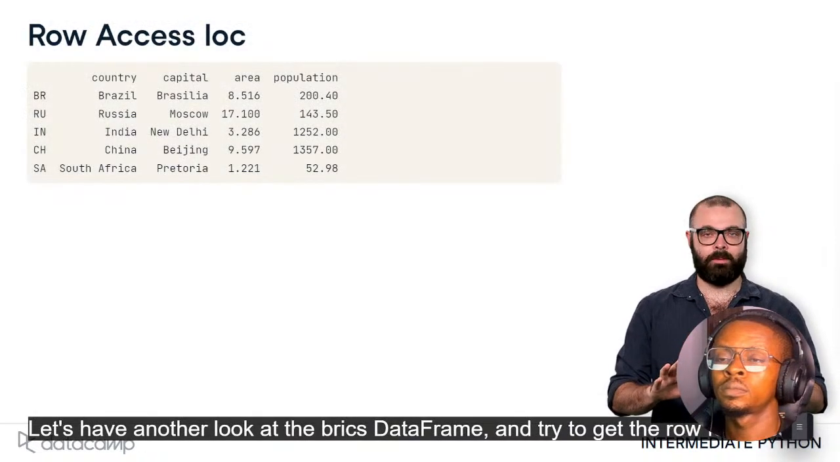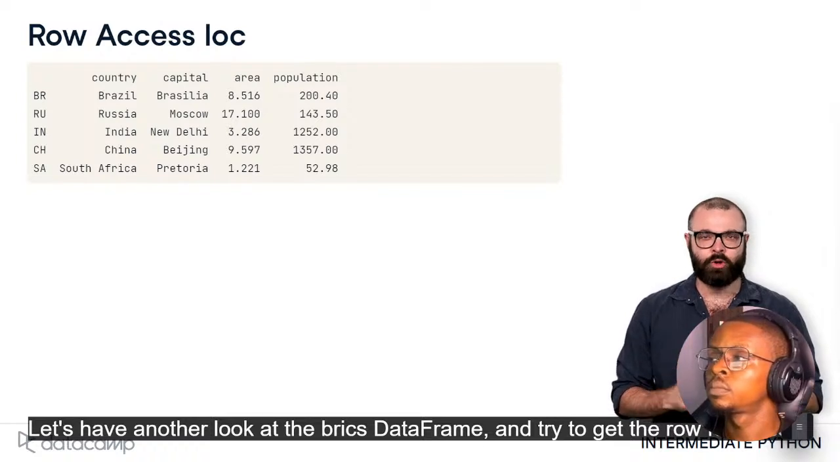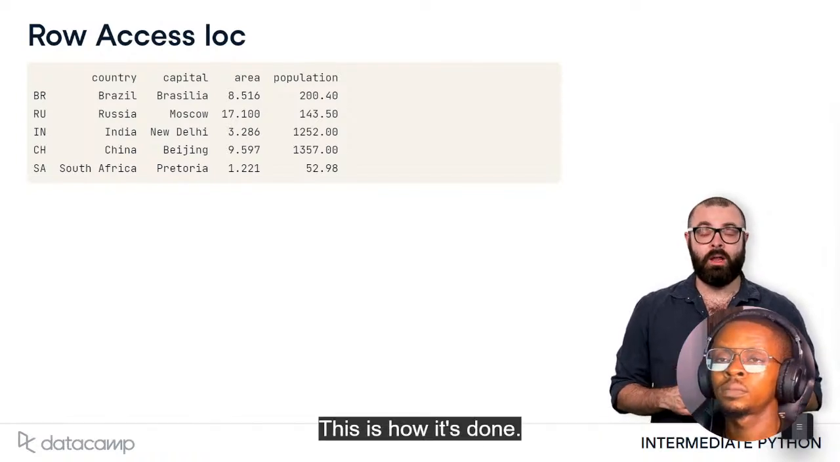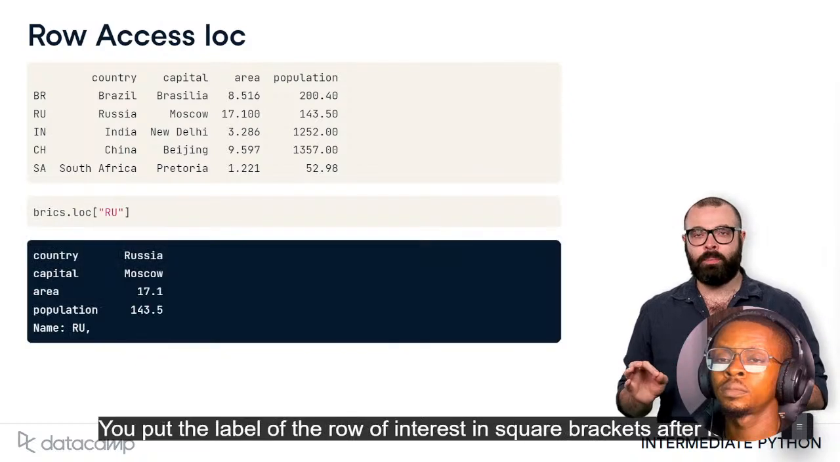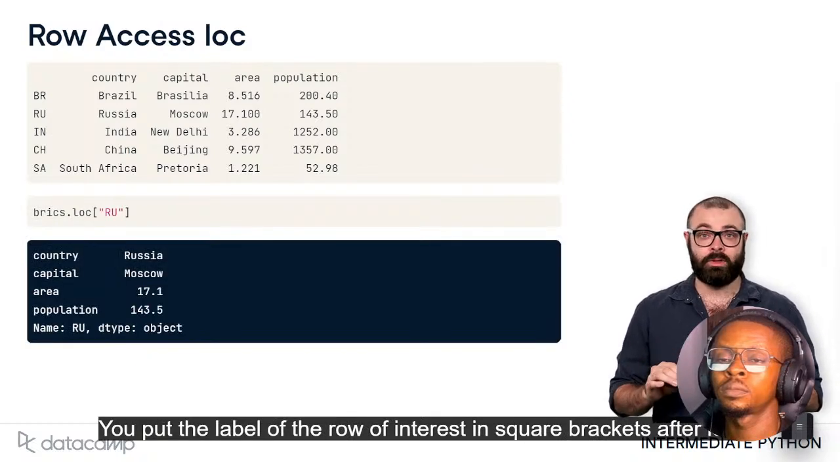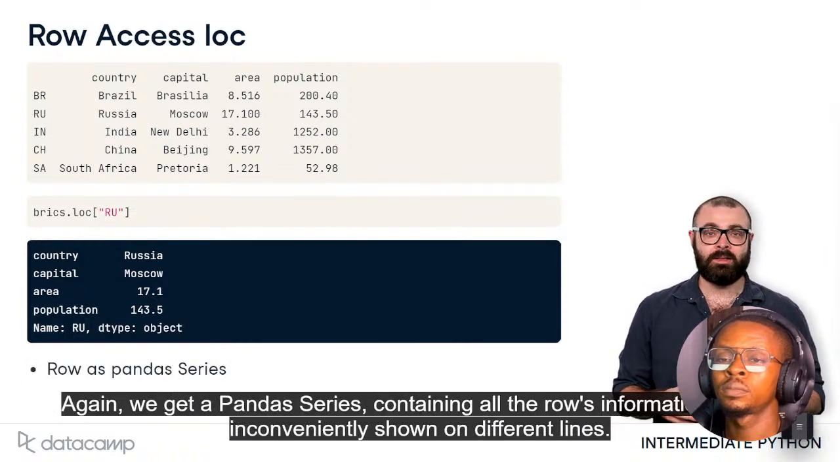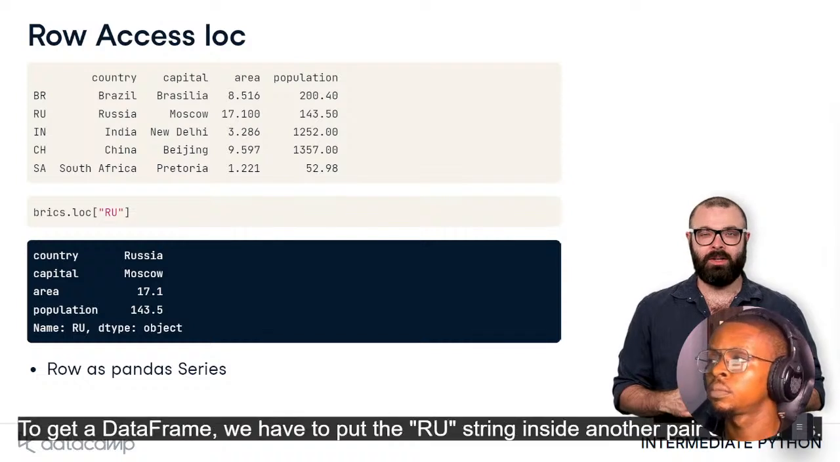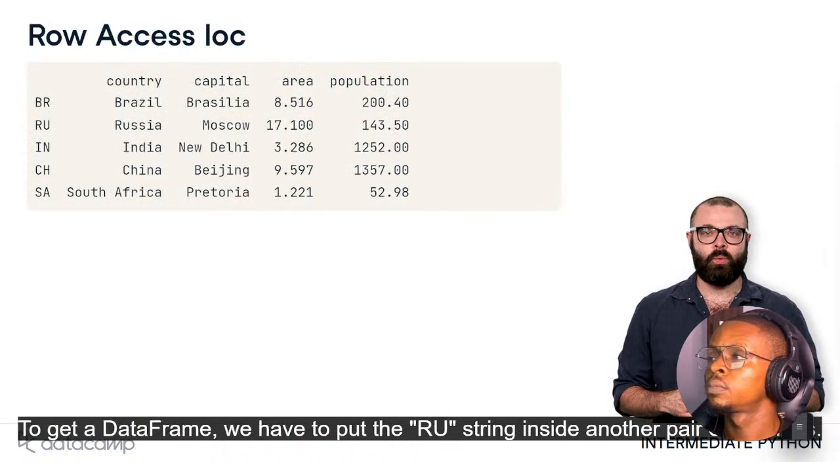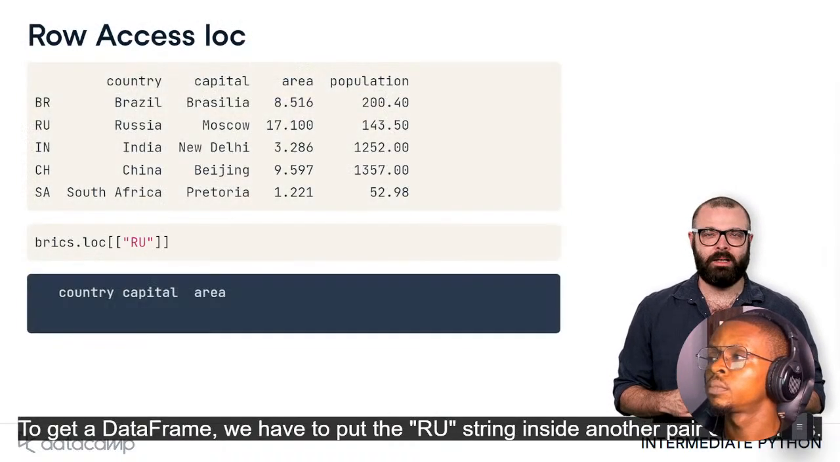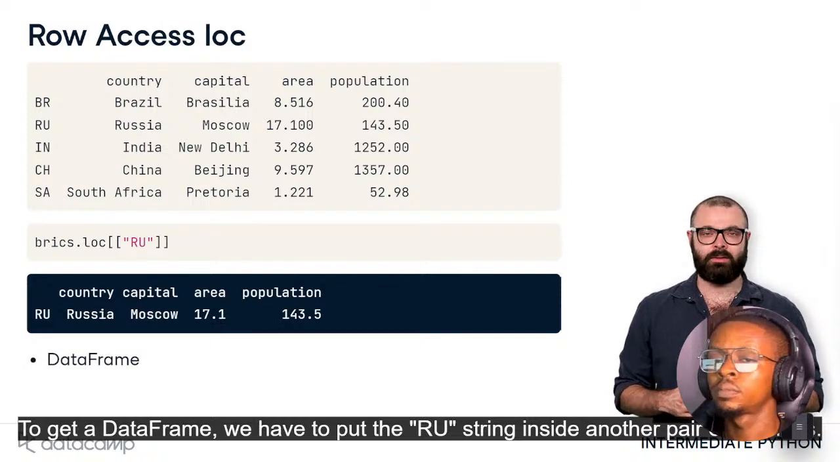Let's have another look at the bricks data frame and try to get the row for Russia. This is how it's done. You put the label of the row of interest inside square brackets after loc. Again, we get a Pandas series containing all the rows' information, rather inconveniently shown on different lines. To get a data frame, we have to put the RU string inside another pair of brackets.